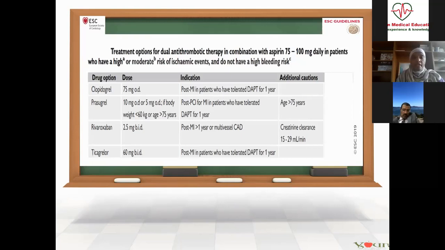Clopidogrel, prasugrel in some selected patients, usually post-PCI, for MI patients who have tolerated dual antiplatelet therapy for a year, and you have to be cautious with patients who are more than 75 years of age. And next.